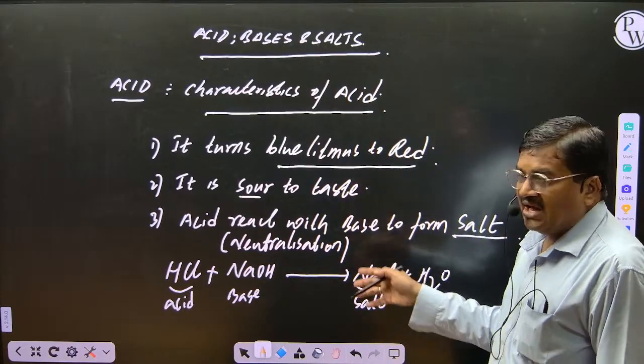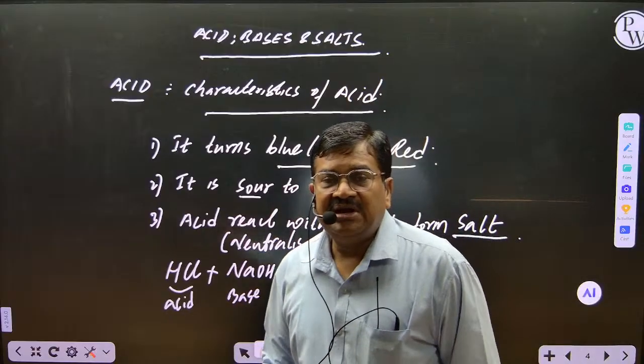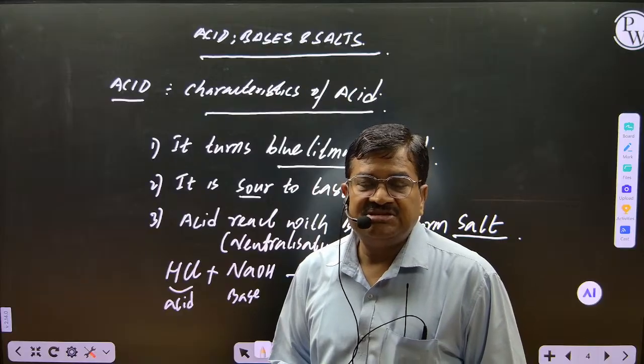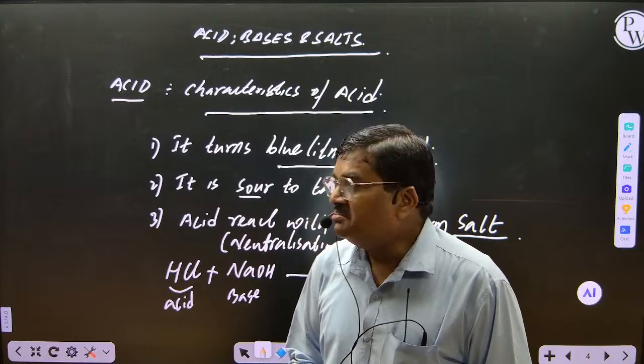So these are the three characteristics of acid we see in the lab. It is sour to taste, it turns blue litmus to red litmus, it will react with base to form salt and water. Copy it.